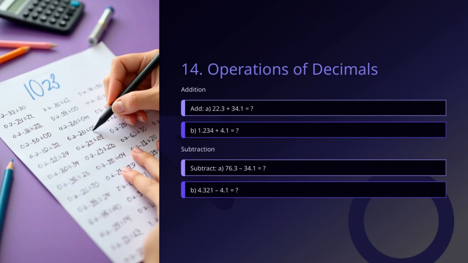Moving on to subtraction, the same rule applies regarding decimal alignment. For instance, subtracting 34.1 from 76.3 requires lining up the decimal points and subtracting as usual. And for 4.321 minus 4.1, again, we can think of 4.1 as 4.100 to keep everything aligned.